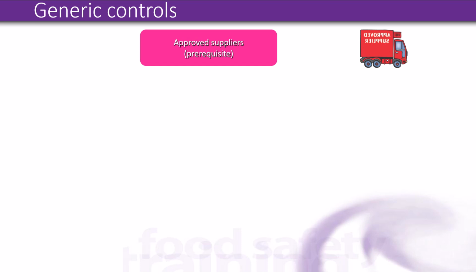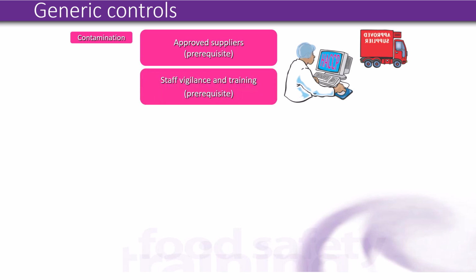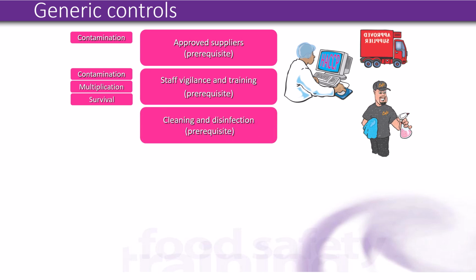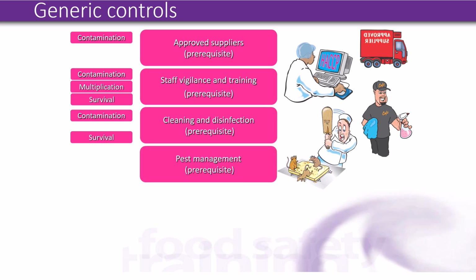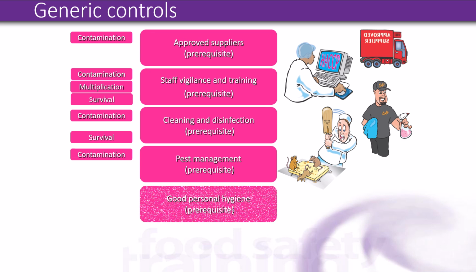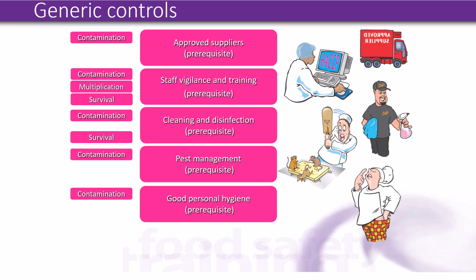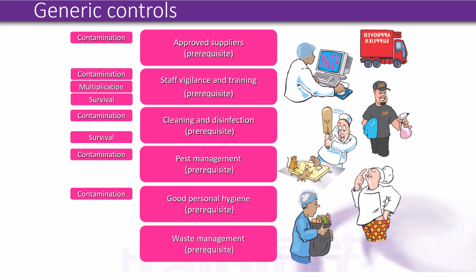Generic controls. Use approved suppliers. This is a prerequisite where you could get contamination. Staff vigilance and training, another prerequisite where you could get contamination, multiplication, survival. Cleaning and disinfection, another prerequisite program where you can get contamination, survival of bacteria or in fact spores. Pest management, another prerequisite program where you can get contamination. Good personal hygiene, contamination. Waste management, where you could get contamination.